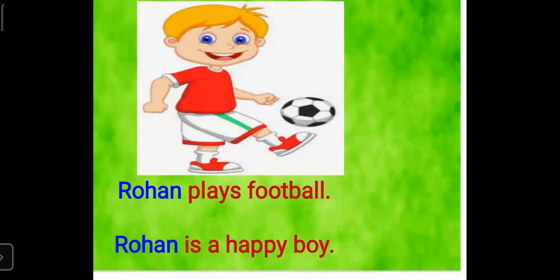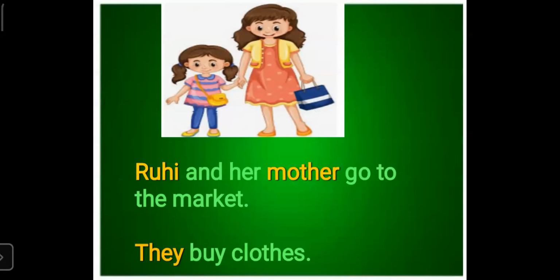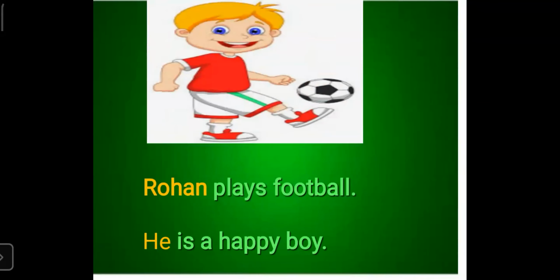See the next example. Rohan plays football. Rohan is a happy boy. Here, Rohan is doing the action of playing football. So Rohan is the subject. So instead of using the name of Rohan again in the second sentence, we can say: Rohan plays football. He is a happy boy.